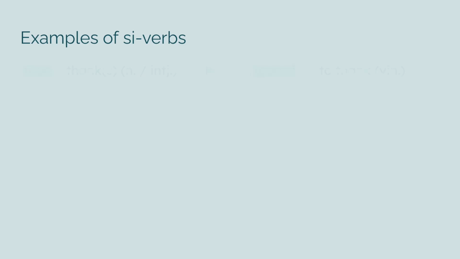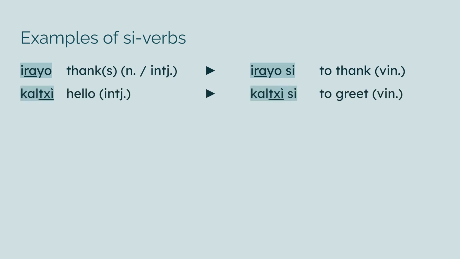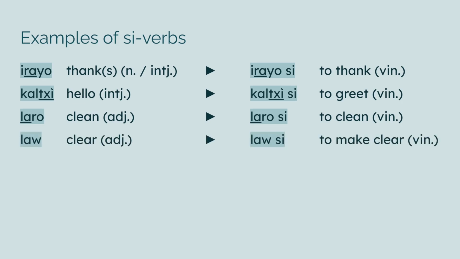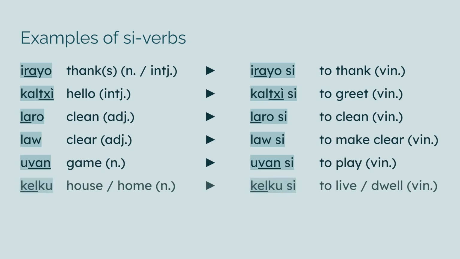Let's look at some examples. I already said irayo si, to thank, from irayo, thanks, or a thank, the noun. I also already said kalt'e si, I think, to greet, from kalt'e, hello, an interjection. We also have, for example, laro si, to clean, and this one comes from laro, which is the adjective clean. Lau si, to make clear, from lau, clear. Uvan si, to play, from uvan, game. Kelku si, to live or dwell, from kelku, house or home.